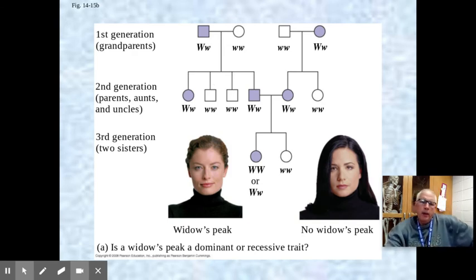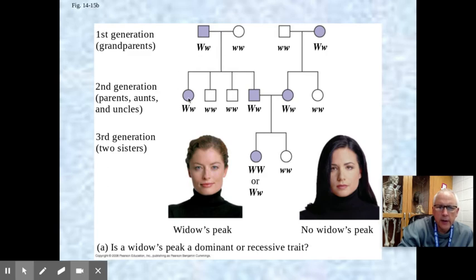So here is widow's peak. It means your hairline comes down to a V. Mine used to, but I'm losing my hair. So you can see this lady has it. This one does not. It goes straight across. So here's the first generation, here's the grandparents. And let's see if widow's peak is dominant or recessive. So we have a big W, little w, heterozygous, homozygous.